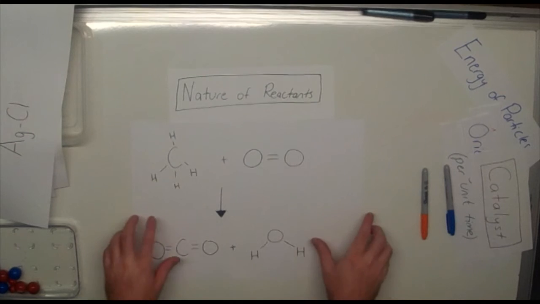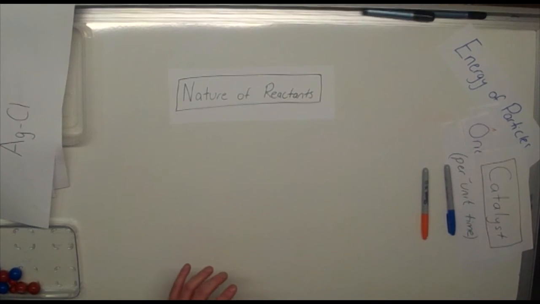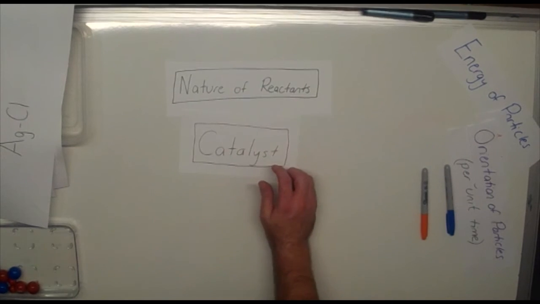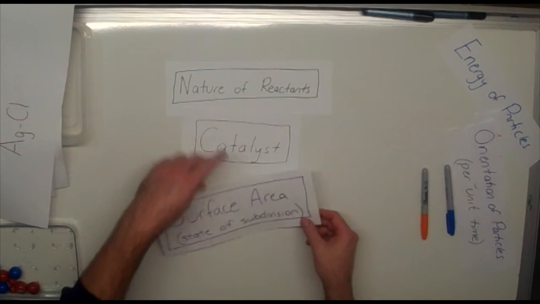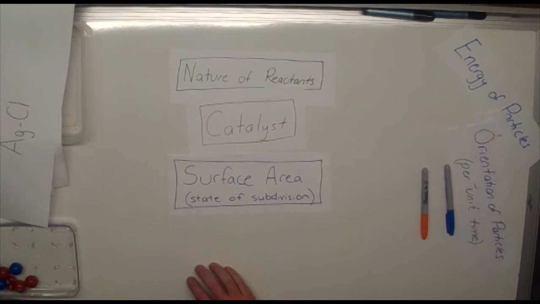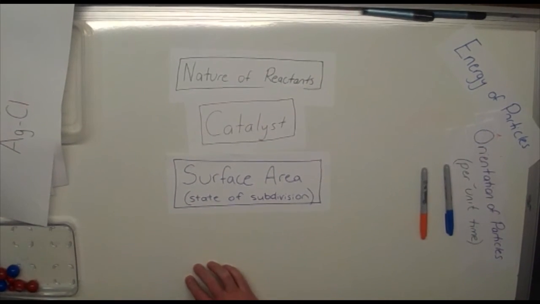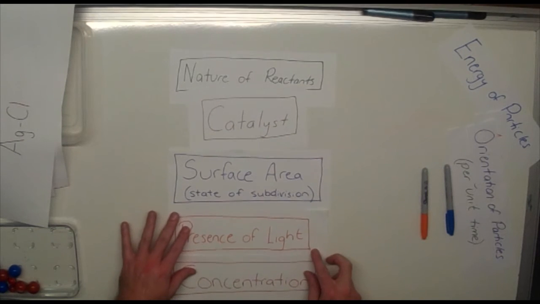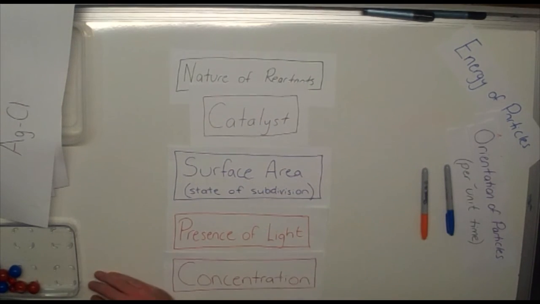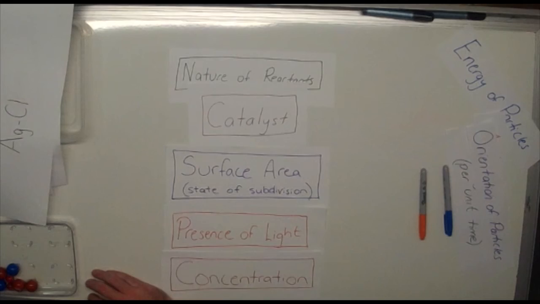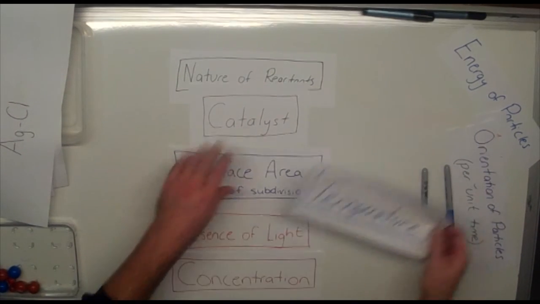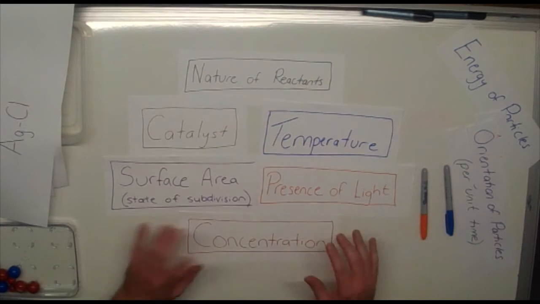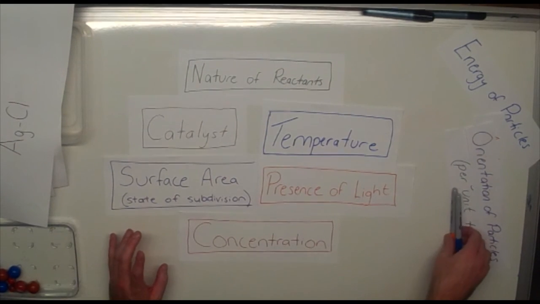So what you need to do is remember all those things that can affect the rate of a reaction. Okay, the nature of the reactants, catalysts, surface area, presence of light, concentration, and temperature. That's the other one. Okay, not going to be able to fit them all on. So these are the 6 things that can affect the rate of a reaction.